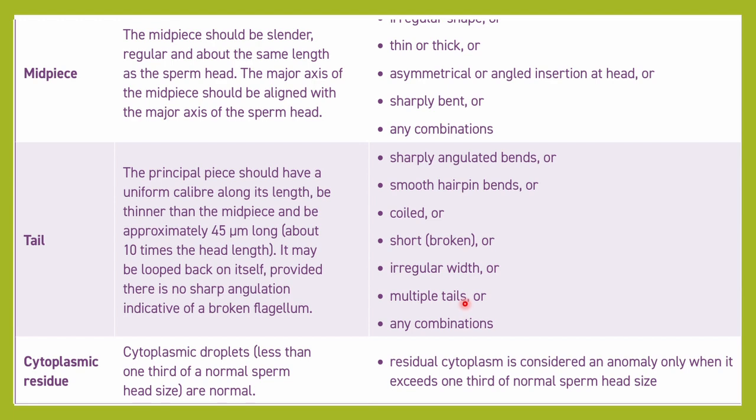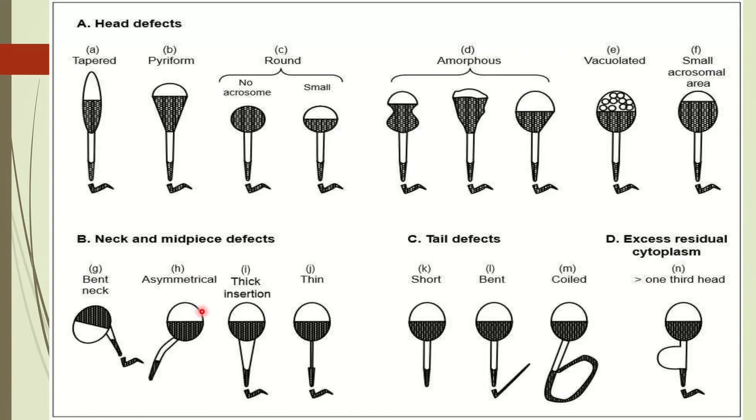Now the cytoplasmic residue. Cytoplasmic droplets can be there, but they should be less than 1/3 of the normal sperm head size. If the residual cytoplasm is more than 1/3 of the normal head size, then it becomes excess cytoplasmic residue. So these are the head defects what you can see.